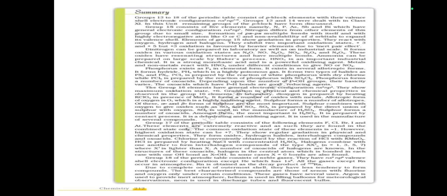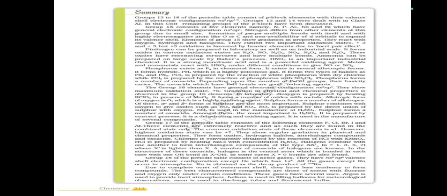Nitrogen differs from other elements of this group due to its small size, formation of pπ-pπ multiple bonds with itself and with highly electronegative atoms like oxygen and carbon, and non-availability of d orbitals to expand its covalence. The elements exhibit two important oxidation states, +3 and +5. But +3 oxidation state is favored by heavier elements due to the inert pair effect.